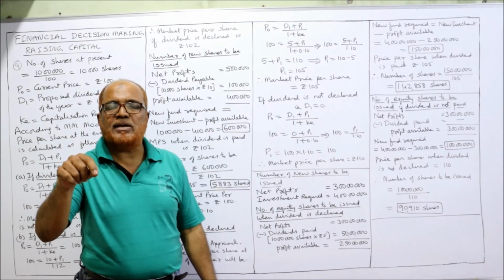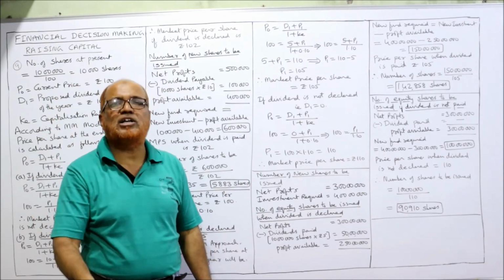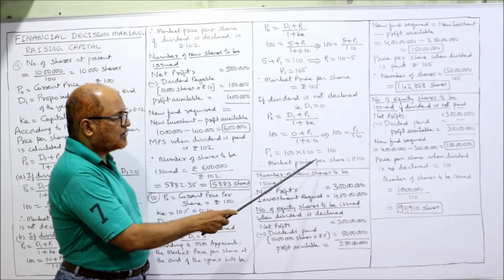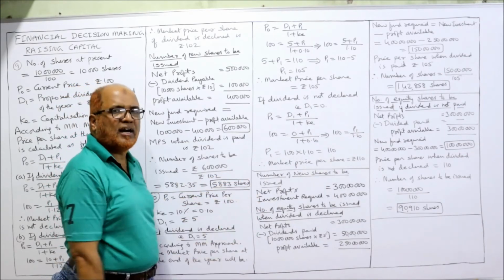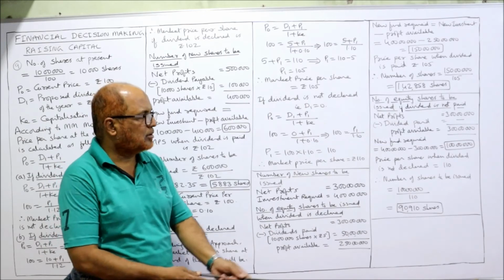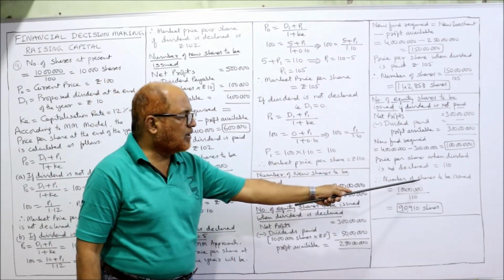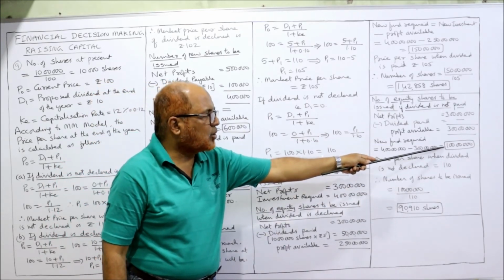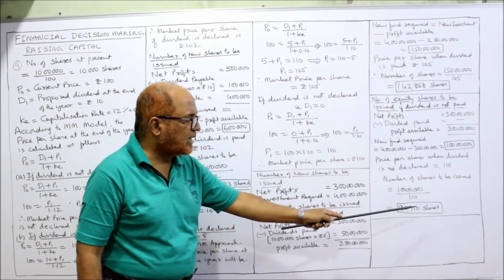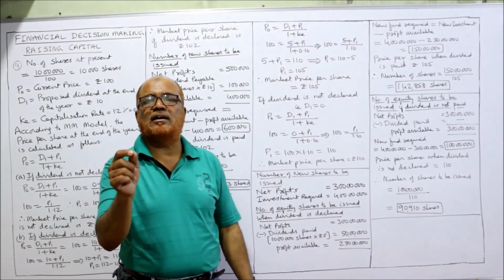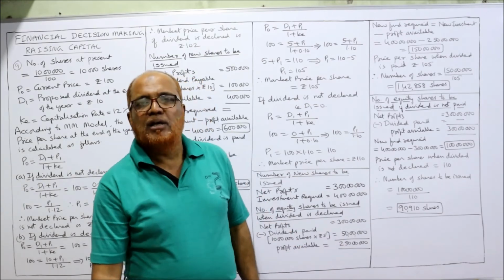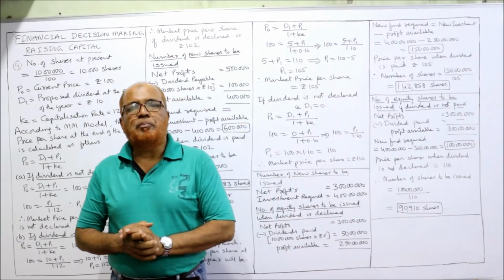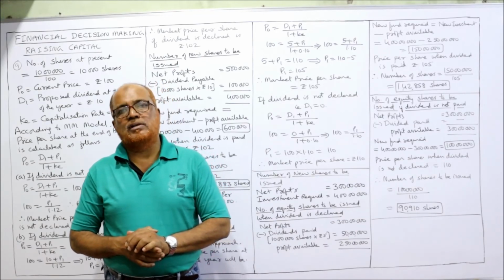And what is the market price per share if the dividend is not paid? Here we have calculated: if dividend is not declared, the market price per share is 110. So the number of new shares to be issued, 1 crore divided by 110, you will get 90,910 new shares to be issued. That's it. So we have completed the problems on dividend policies.